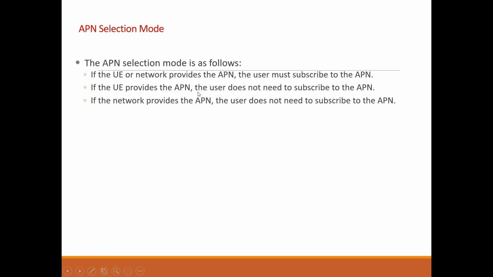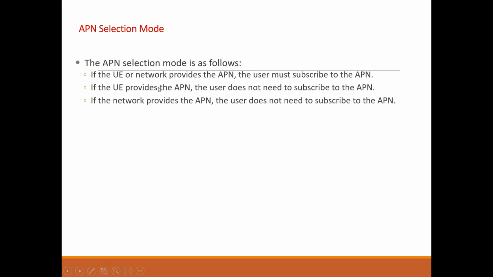If the UE provides the APN, the user does not need to subscribe to the APN. This is a specific case. On the HSS, there is a provisioning option available where even if the HSS does not have an APN, or HSS has a specific APN, there is a specific feature in your SGSN that is called APN correction.